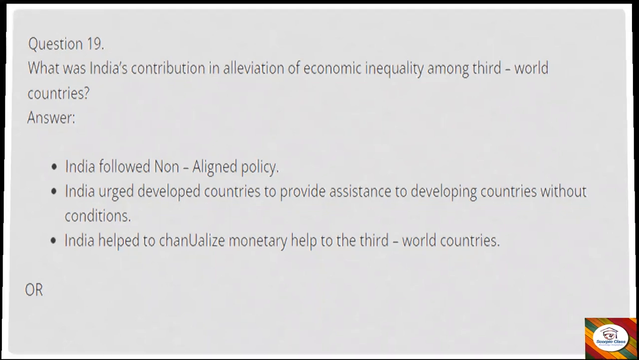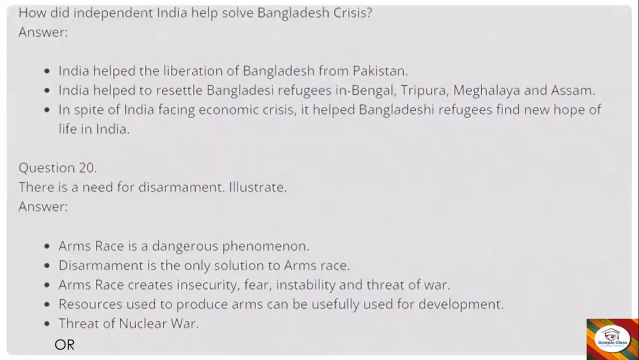The second option here is, or how did independent India help solve the Bangladesh crisis? Answer: India helped the liberation of Bangladesh from Pakistan. India helped to resettle Bangladeshi refugees in Bengal, Tripura, Meghalaya, and Assam. In spite of India facing economic crisis, it helped Bangladeshi refugees find new hope of life in India. Okay, so anyone you can write for question number 19.